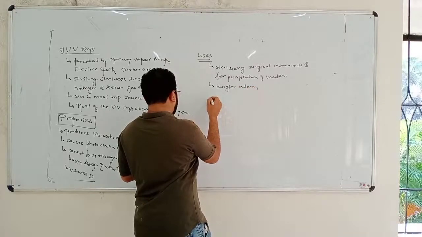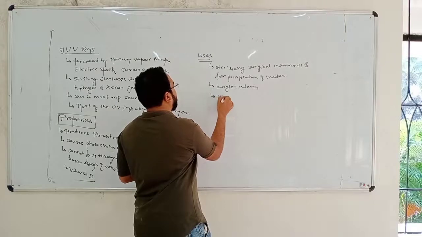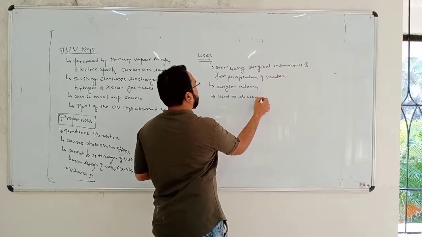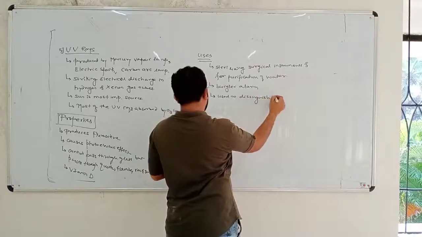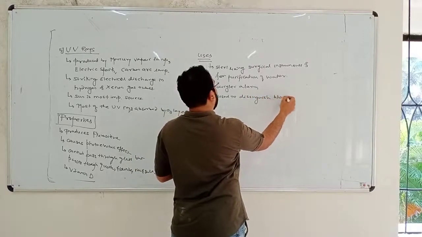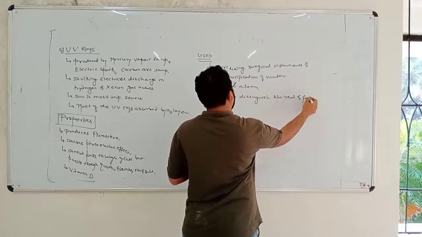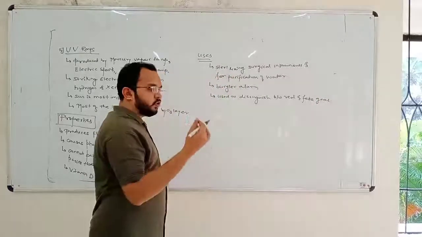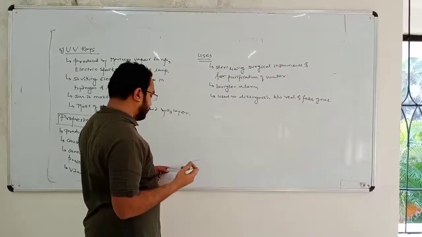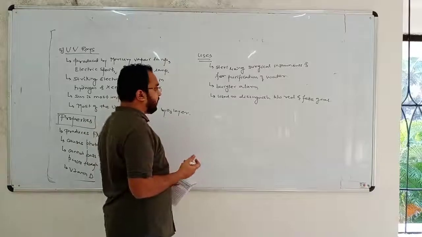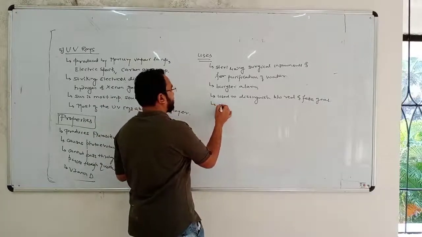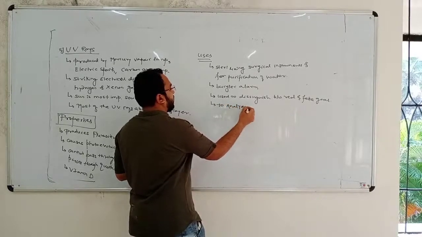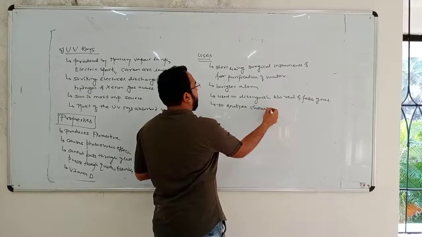Then they are used to distinguish between real and fake gems. This is also an important use. Gemstones, we can say jewellery. To tell whether it is real or fake, and also to analyze chemical compounds.